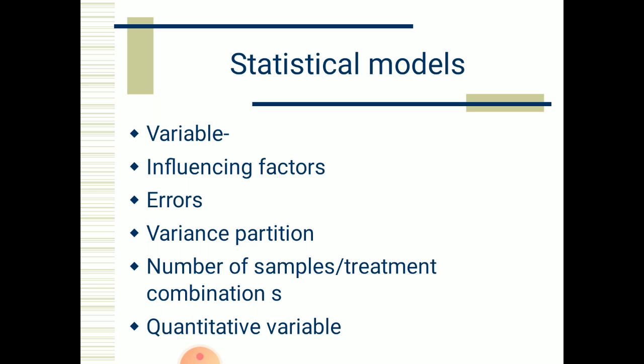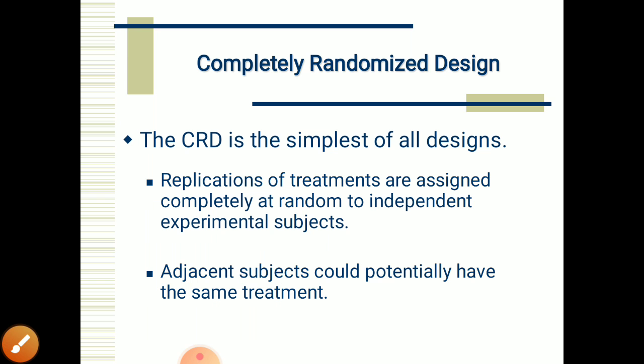Then we will move on to the designs specifically. What kind of designs are available? Basically, as we already told you in the first class, design is a plan to obtain the data we require and subject it to analysis. In that, the first one is completely randomized design, also called CRD. It is the simplest of all the designs. It is a very simple one.